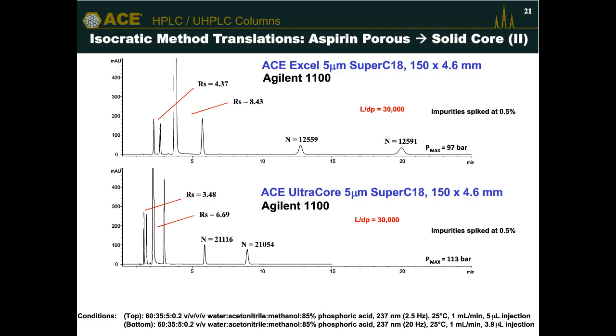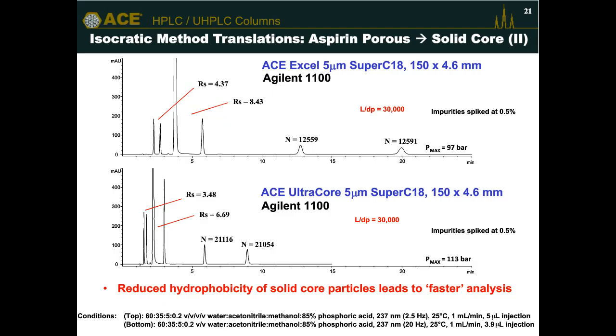Now, this difference is really related to the hydrophobicity of the column. Because you've got a lower surface area, you've got less carbon load on that superficially solid core type column. That means that you've got a reduced hydrophobicity of that phase. So we've actually speeded up the runtime and improved our efficiency of the later eluting peaks by moving to the solid core format.